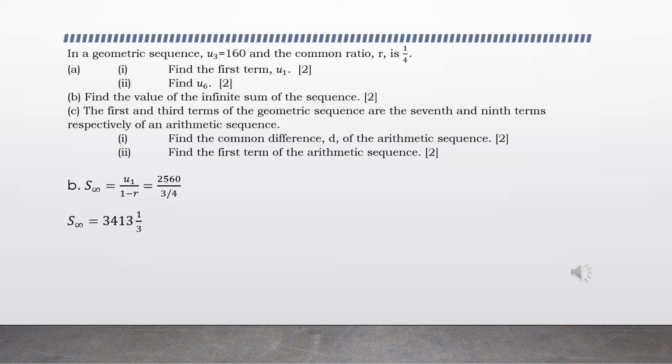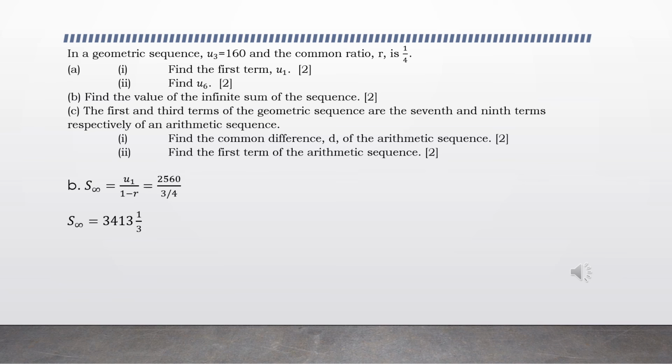Part B is just like a giveaway question. We are asked to find the sum of the infinite sequence. So we follow the formula: the sum equals u sub 1 over 1 minus r. We already computed u sub 1. So the danger here is if u sub 1 is wrong, you will not be able to get the sum of the infinite sequence correctly. So u sub 1 equals 2560 and 1 minus r, or 1 minus 1/4, equals 3/4.